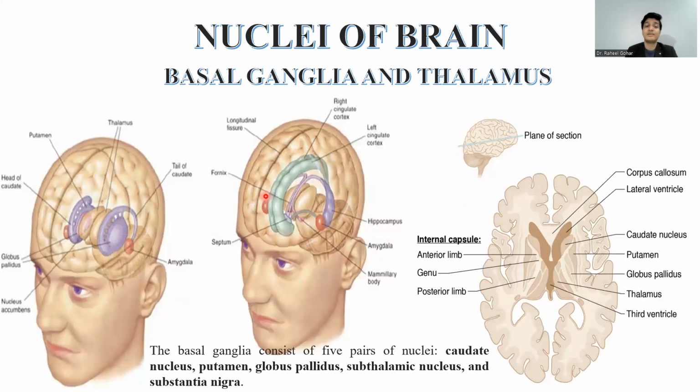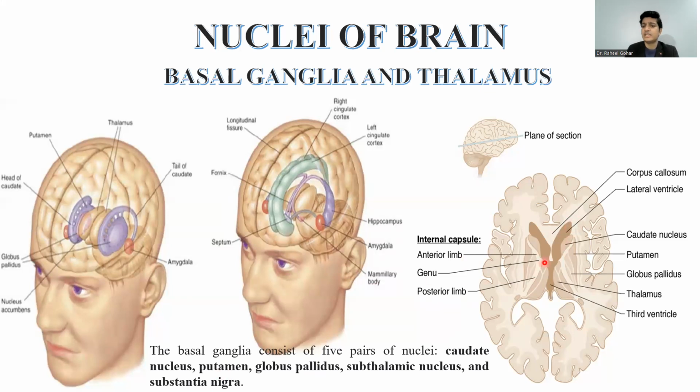Then there are some very important nuclei which are present deep within the cerebrum. These are known as the basal ganglia and the thalamus. Basal ganglia is basically made up of 5 parts: caudate nucleus, putamen, globus pallidus, subthalamic nucleus, and substantia nigra. You don't have to remember all those names, but the 2 to 3 names you have to remember so that you can identify them on the CT scan brain plane.